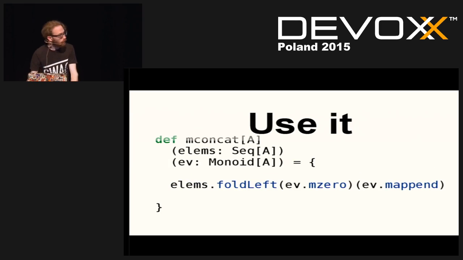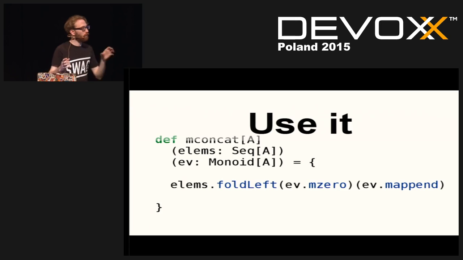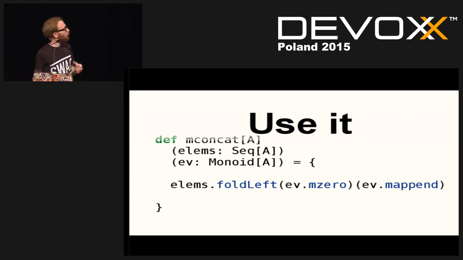And to use it, I pass this dictionary to the function that needs it. So I have a list of values of type A. I want to combine them into one value. I can do that, because it's a monoid. I start with 0 and I combine element by element. And then I just say I want A to be a monoid, and then I'm able to use it.